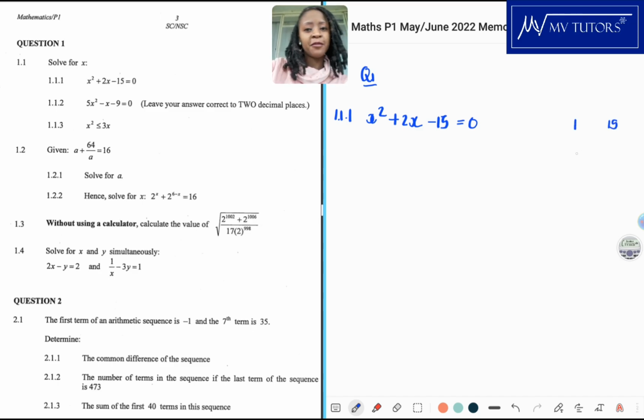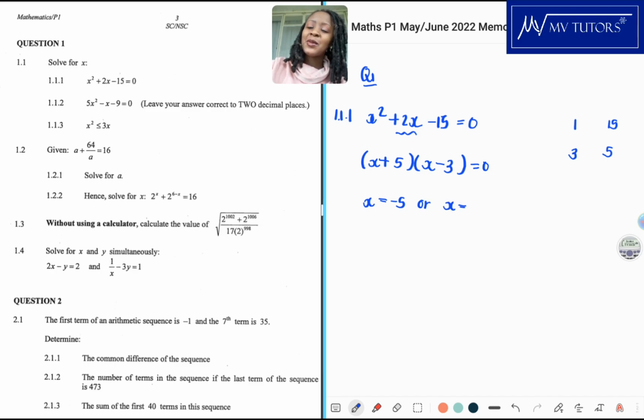So 1 times 15 will give me 15. 2, it doesn't give me a whole number. 3, yes, I can multiply it with 5. And that pretty much is that. Okay, so I know that if I take 5 and subtract 3, I can get 2. So we're going to go ahead with that. All right, because I need to get a positive 2. So that'll be plus 5, and I need to get negative 3, because plus 5 minus 3 equals positive 2, and plus 5 times minus 3 gives me negative 15. So at the end, x is equal to minus 5, or x is equal to 3.